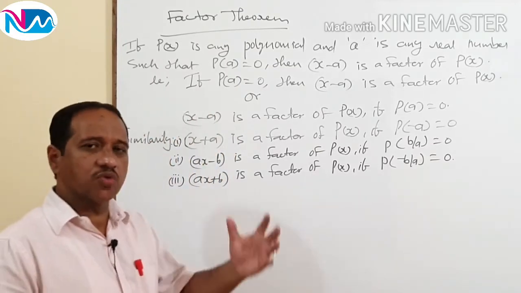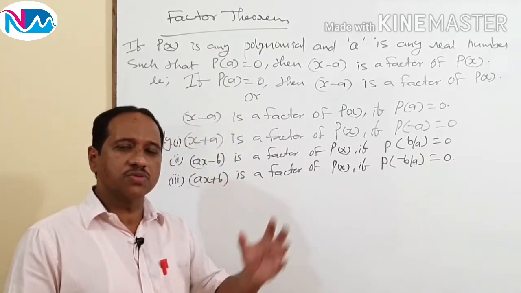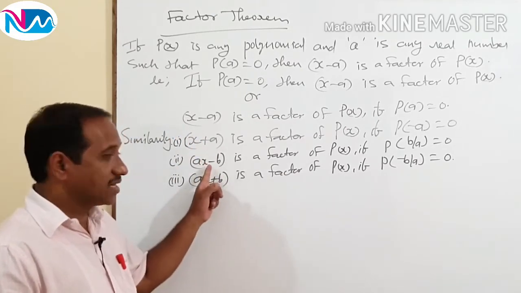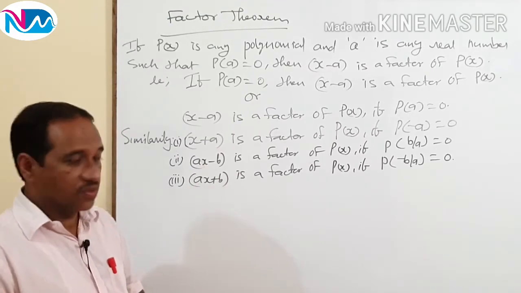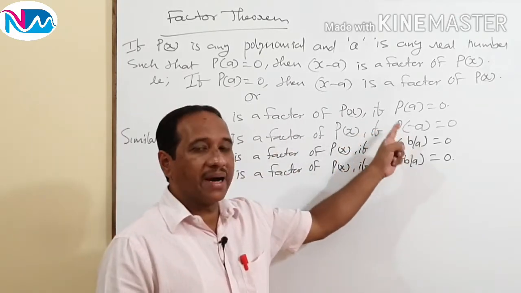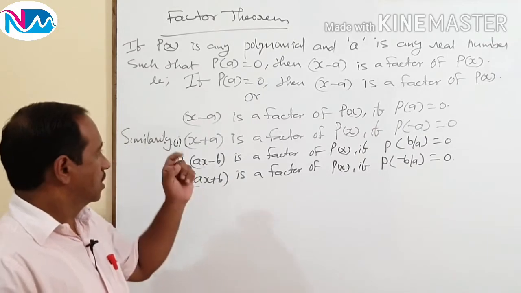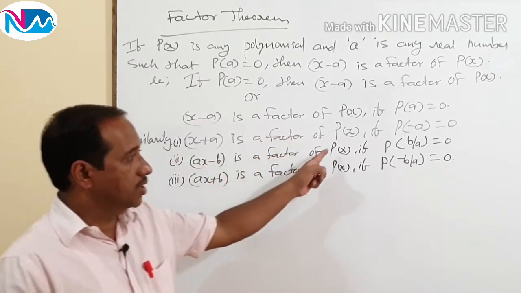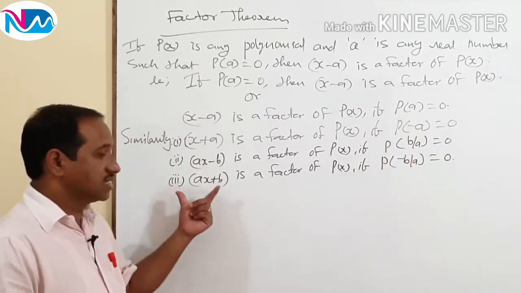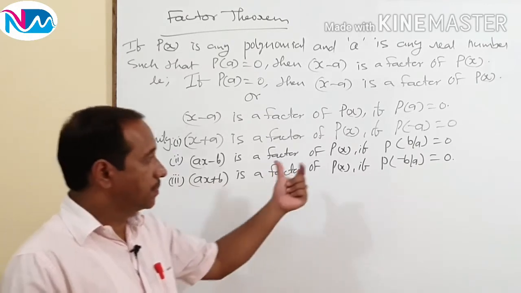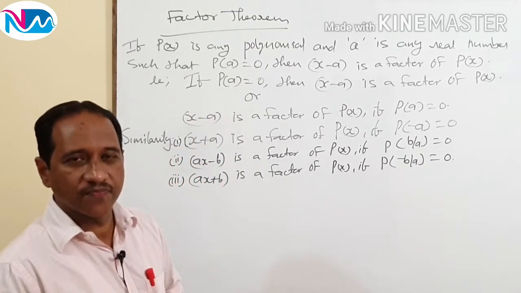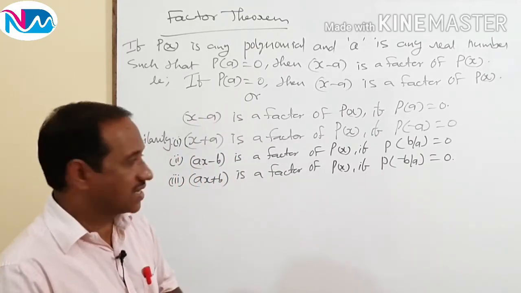Similarly, we can use the factor theorem for other forms of linear polynomial such as x plus a, ax minus b and ax plus b. Here, x plus a is a factor of p of x if p of minus a is equal to 0. Ax minus b is a factor of p of x if p of b by a is equal to 0. And ax plus b is a factor of p of x if p of minus b by a is equal to 0. Here you can see the change of the sign.